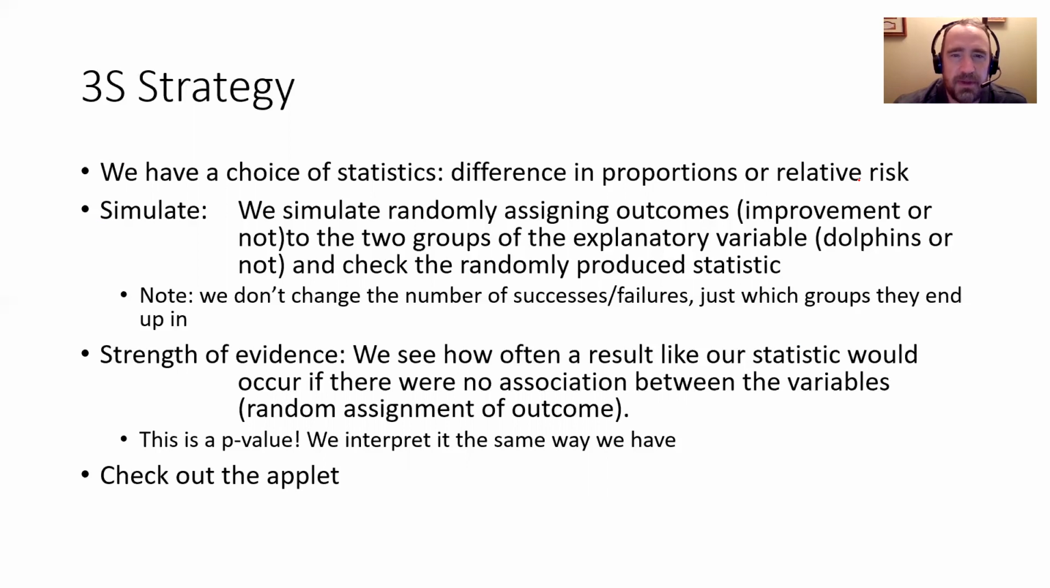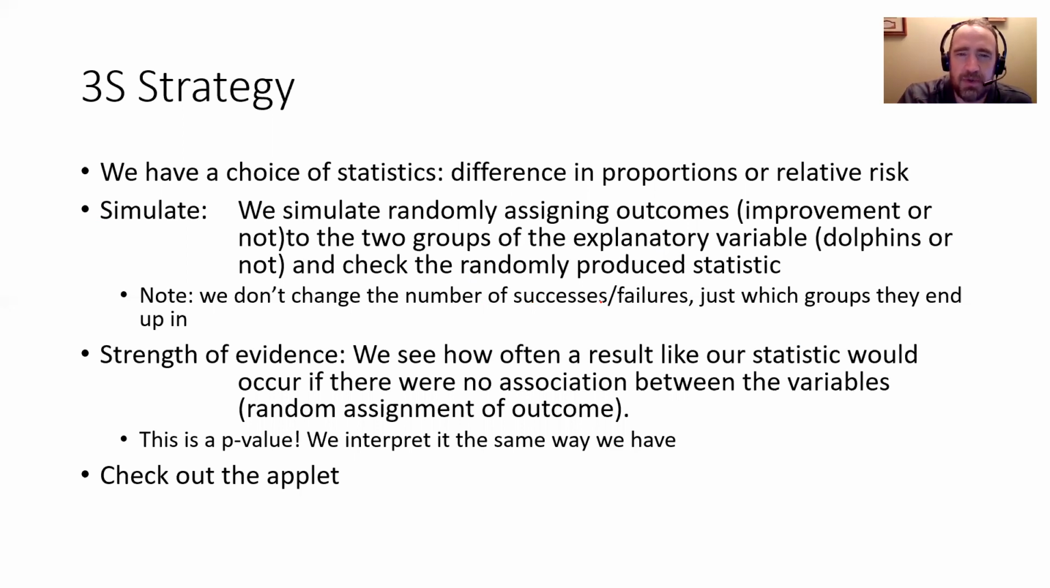So first we're going to simulate randomly assigning our outcomes, improvement or not, to the two groups of the explanatory variable, dolphins or not, and check the randomly produced statistic. We need to think about this idea a little bit. How does this simulate what's going on? First, quick note, we're not going to change the number of successes or failures. We're simply going to change which groups they end up in.